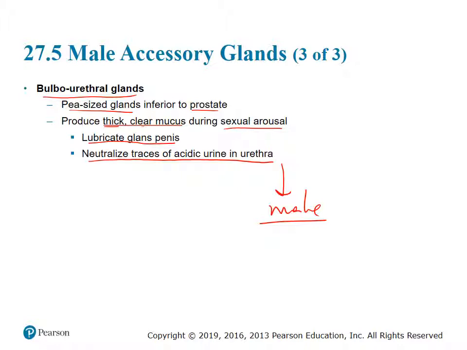And so this fluid that gets secreted will actually neutralize that urine before it has a chance to actually damage sperm. Interesting.